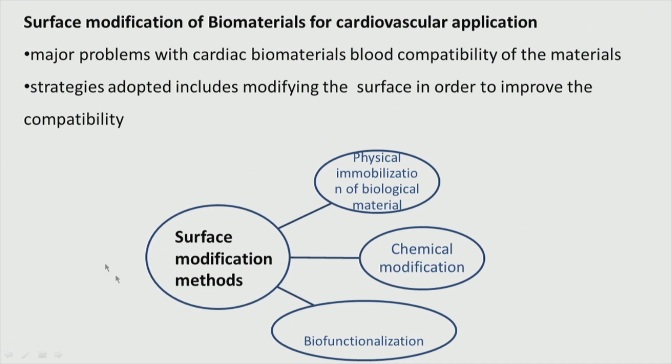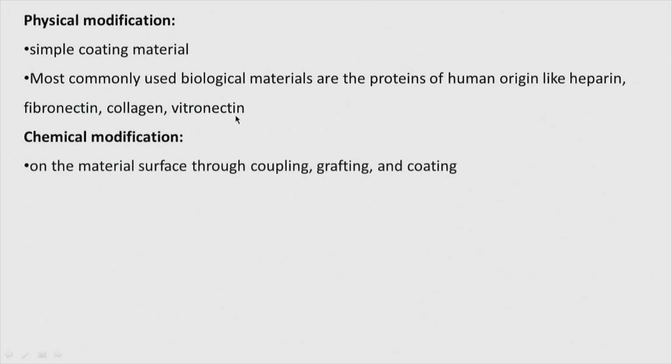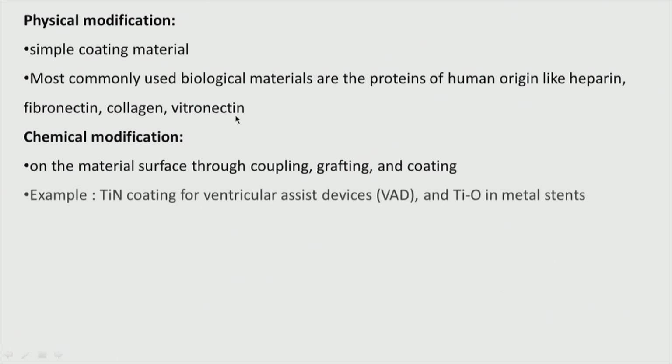We have spent a lot of time on surface modification, it could be physical, chemical or biofunctional type of modification. Physical could be simple coating of a material, like coating heparin. Heparin is used quite a lot as the anticoagulant, fibronectin, collagen, vitronectin and so on. Chemical means you couple a material or you graft the material, that is the chemical modification, like titanium nickel coating for ventricular assist devices and titanium oxide on metal stents, these are all chemical.